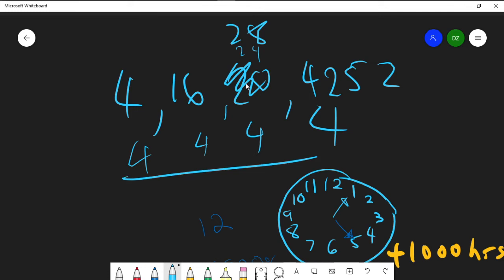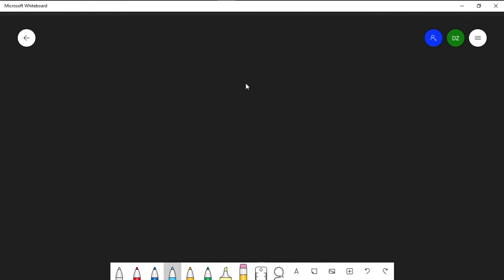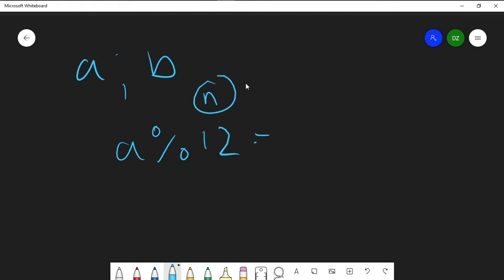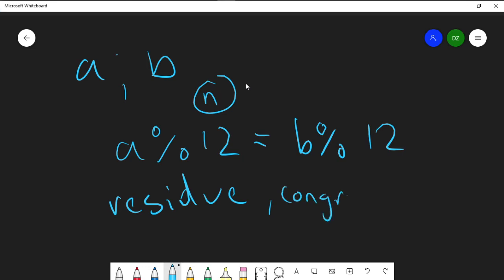What we can do is group these numbers into what we call residue classes, or we can say two integers, let's say A and B, are congruent if they both mod 12, which usually will be n, equal each other. I usually say congruent. Some people say residue classes. Residue, congruent, or equivalent are all kind of the same. And they're the same because when they're divided by 12, they share the same remainder.